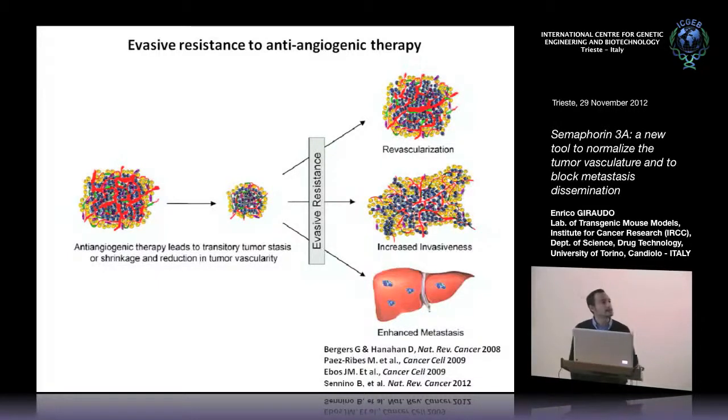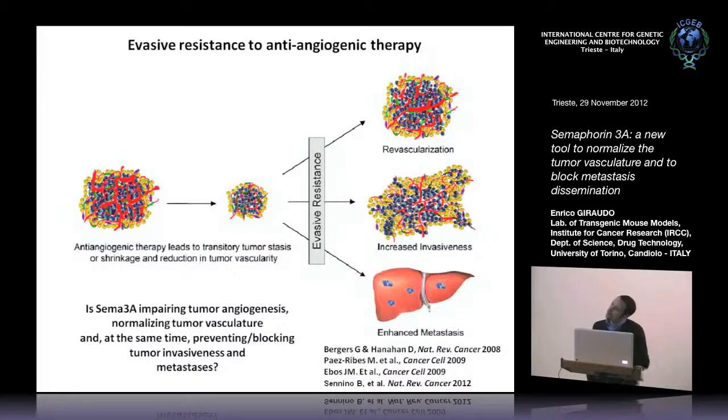you can see a more aggressive phenotype. Basically, the tumors undergo resistance and can increase their invasiveness and also metastasis formation. Of course, this is bad news for all the drugs that now are in the clinic, but this is a kind of evidence that suggests that we have to improve the anti-angiogenic therapy, because somehow it can induce more aggressive tumors. So basically what we asked is whether Sema3A, as a single agent or combined with the clinically approved anti-angiogenic drug, was able to overcome this observed resistance.